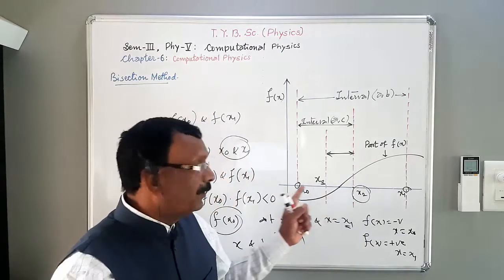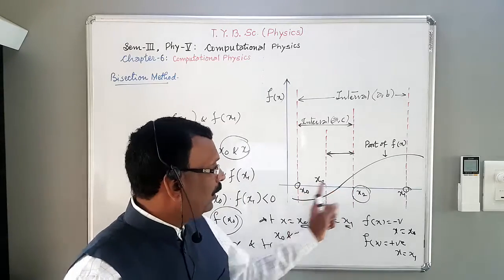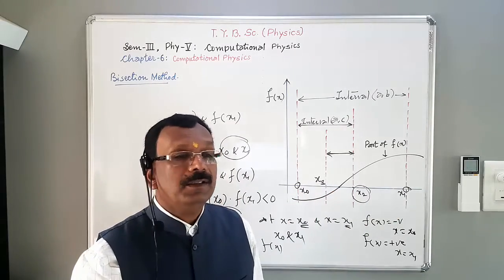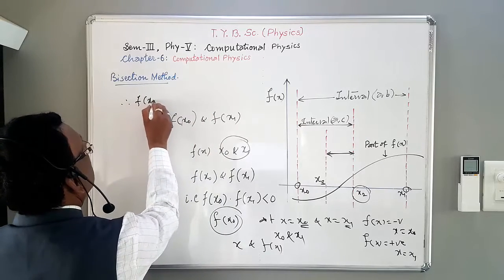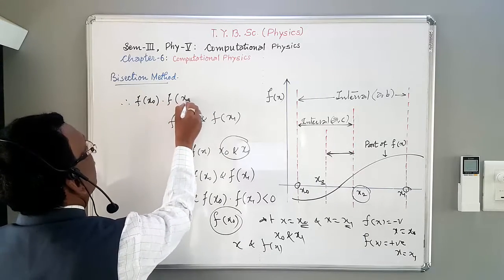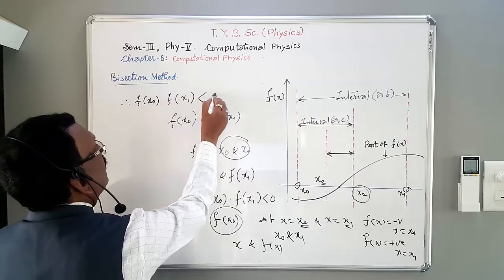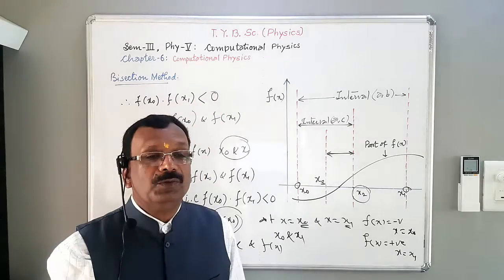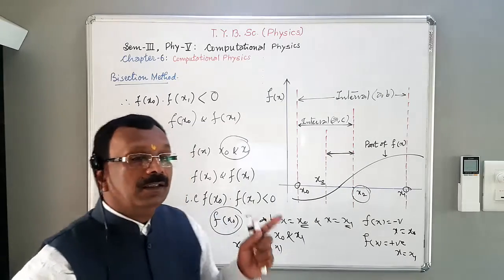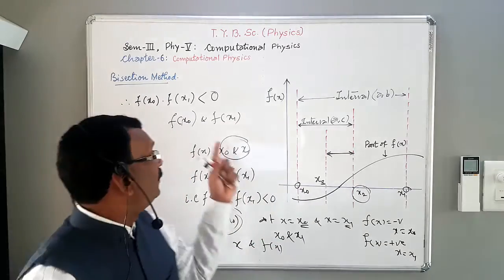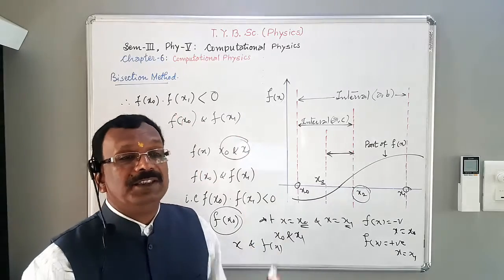If the root lies between x0 and x1, therefore we can say that, very important, f of x0 into f of x1 is less than 0. Okay, this is very important. The root of the function lies between x0 and x1.